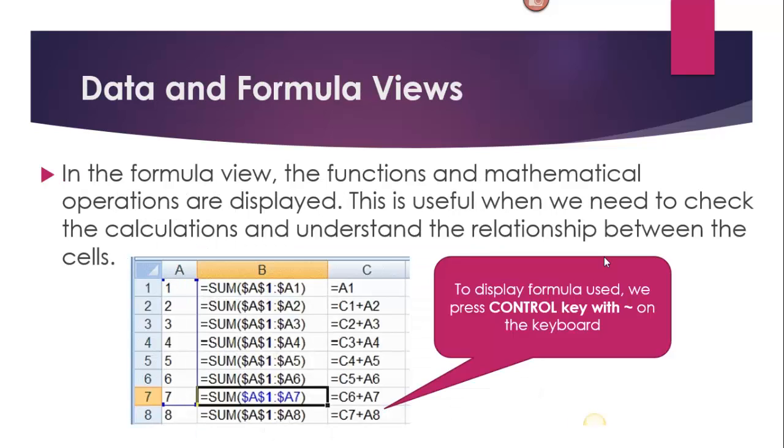The difference between data and formula views. For formula view, we can see the formula that is being used. This is very helpful because sometimes we need to check whether our calculations are wrong due to a wrong formula or wrong functions that are used. Also, we can see how the different cells are linked together by a formula or function. Once it's in the data view, we will see the final answer.